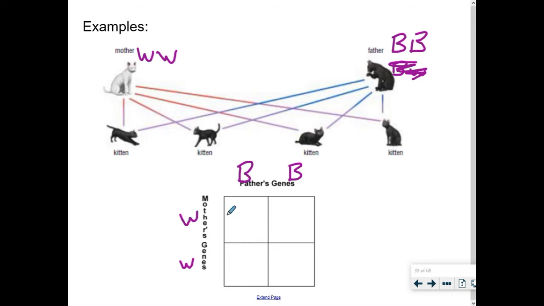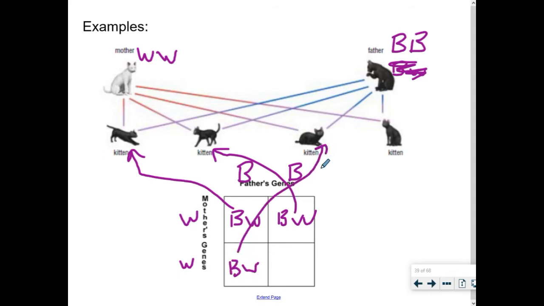This black could have met up with this white, but that means that this cat would be black. Or this black could have met up with this white, but that means that this cat would be black. Or this black could meet up with this white, but that means this cat is black, and this black. Do you kind of see how this works right here?